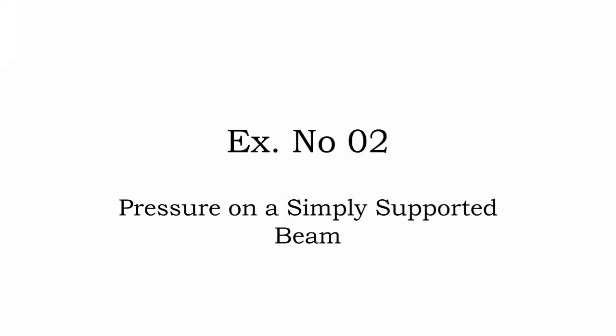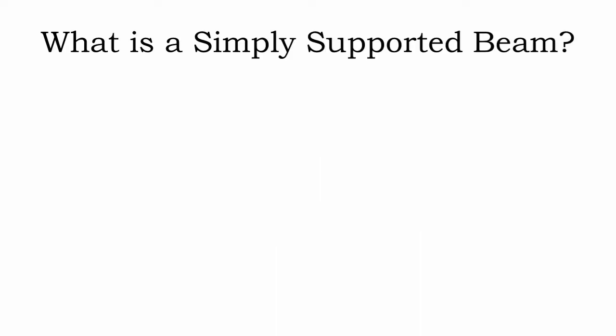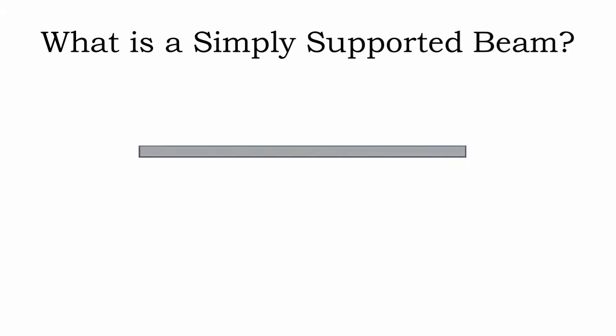Number 2, pressure on a simply supported beam. This is a simply supported beam. We have a beam which is supported at both ends. If the beam is supported by both ends, it is known as a simply supported beam. This is a typical simply supported beam. These supports provide reactions to hold the beam in equilibrium, and enable the beam to take up the load.